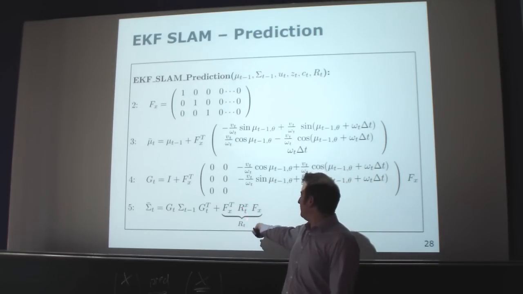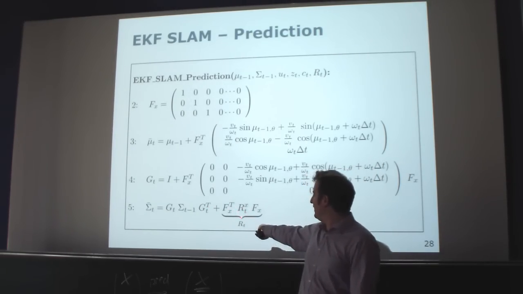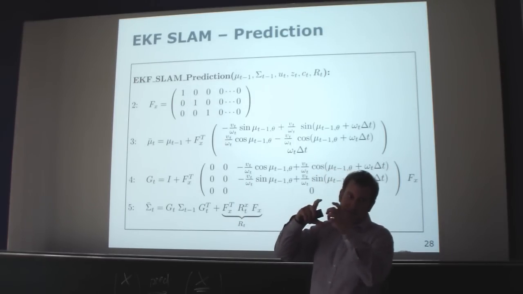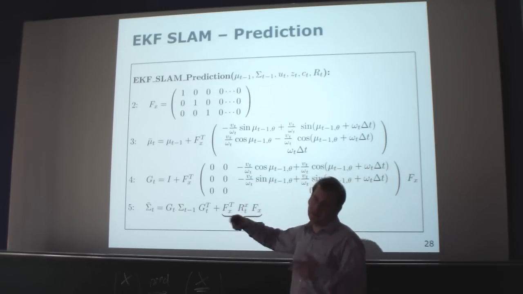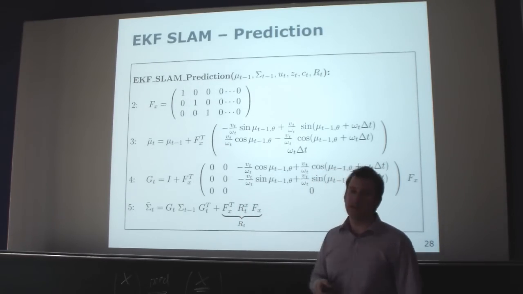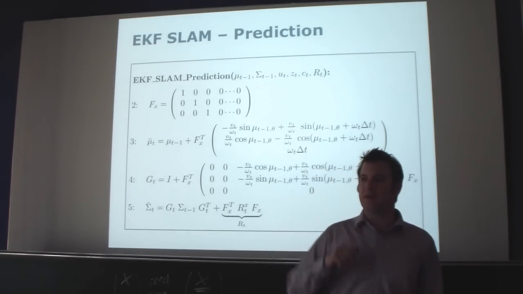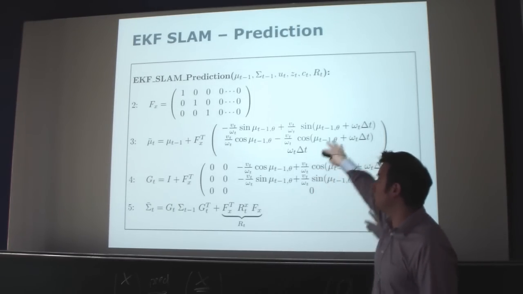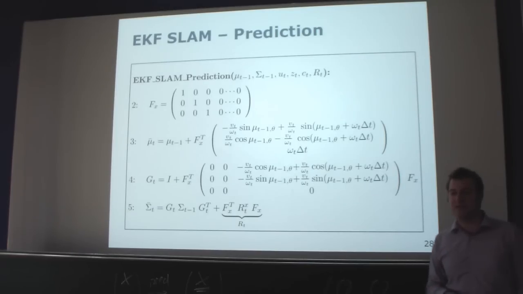And sometimes you find it also written in this way, depending on whether you write R_t as a 3 by 3 matrix or R_t^x, the rest is 0. You use exactly the same function to map it to the high-dimensional space. So this is the EKF SLAM prediction step.